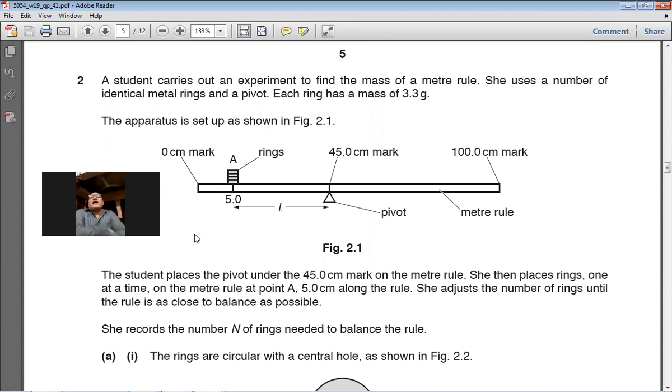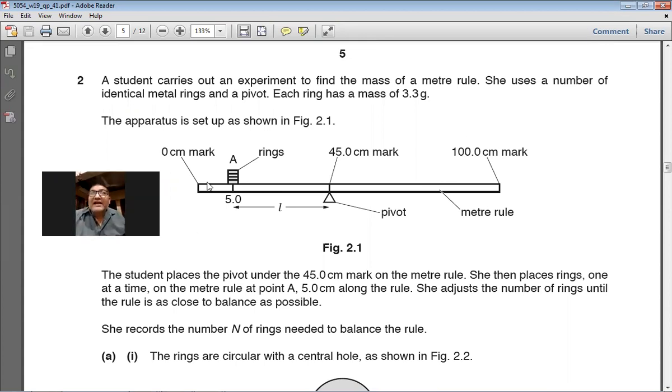A student carries out an experiment to find the mass of a meter rule. She uses a number of identical metal rings and a pivot. Each ring has a mass of 3.3 grams. The apparatus is set up as shown in figure 2.1.